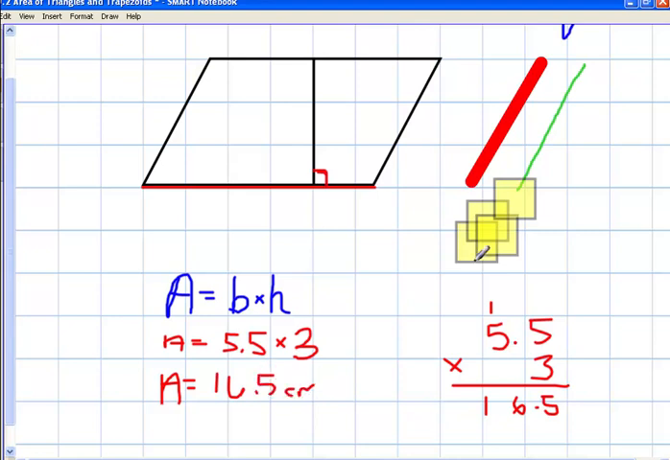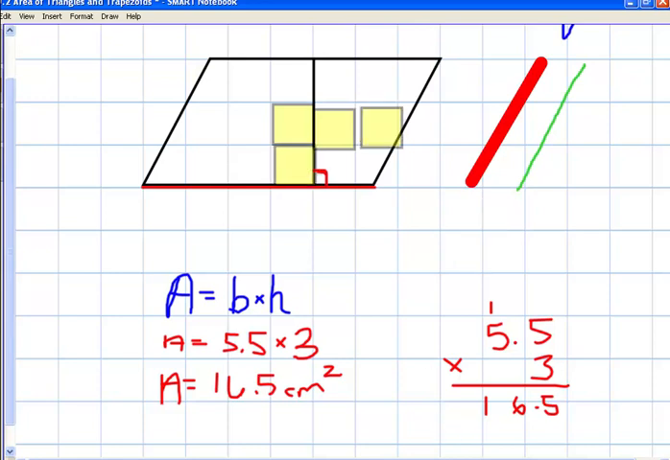square. Let's say each one of these yellow boxes represents a square centimeter, so let's just pretend that it does. So in other words, if you were to figure out how many of these guys you need to fill up the whole shape, it would be 16.5 of these things. Right? Hopefully you understand a little bit more about area of parallelograms.